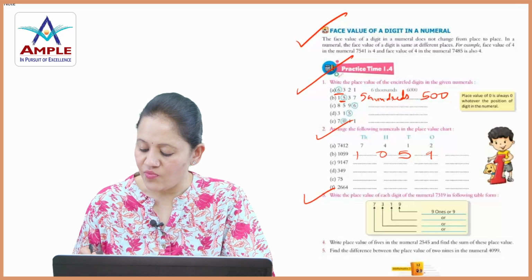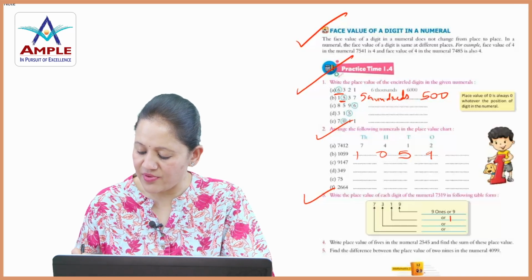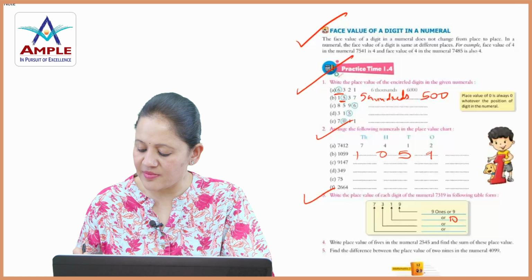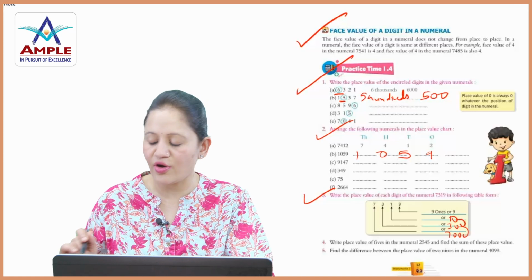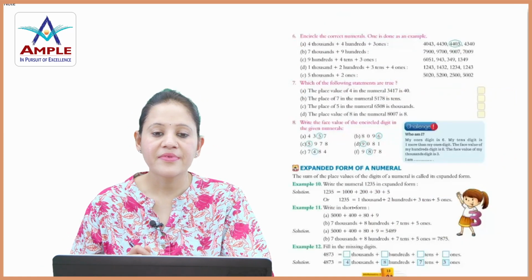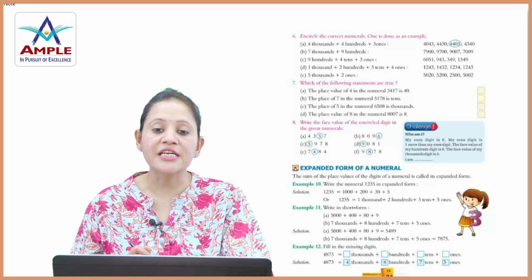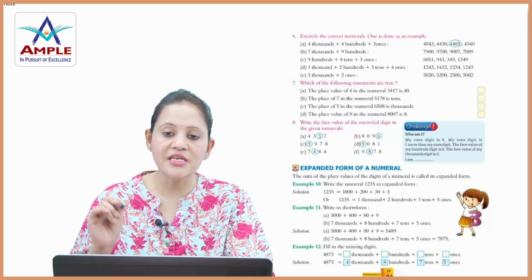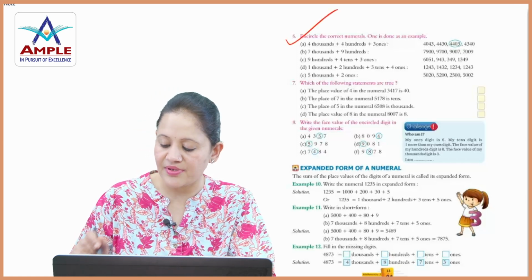Tens. 1 is at tens place, so place value will be 10. 3 at hundreds place, so 300, and 7 at thousands place, so 7000. This is how we write the place value of the given digits. Next, encircle the correct numeral. 1 has been done for you as an example.